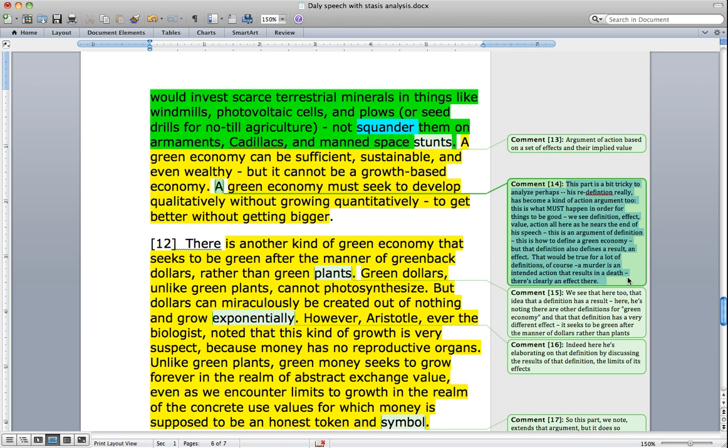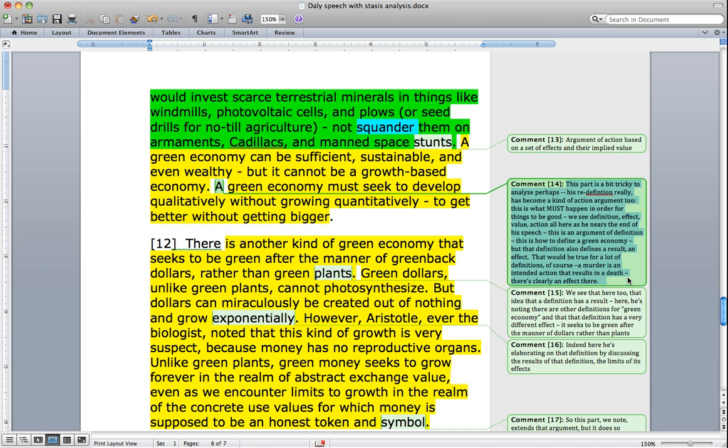This is his redefinition, really. And his redefinition, this is what we must think of as growth and a green economy. We could say that his redefinition really has become a kind of action argument. This is what must happen in order for things to be good. We see definition, we see effect, we see value and action all here as he nears the end of his speech. It's really been an argument of definition all along.